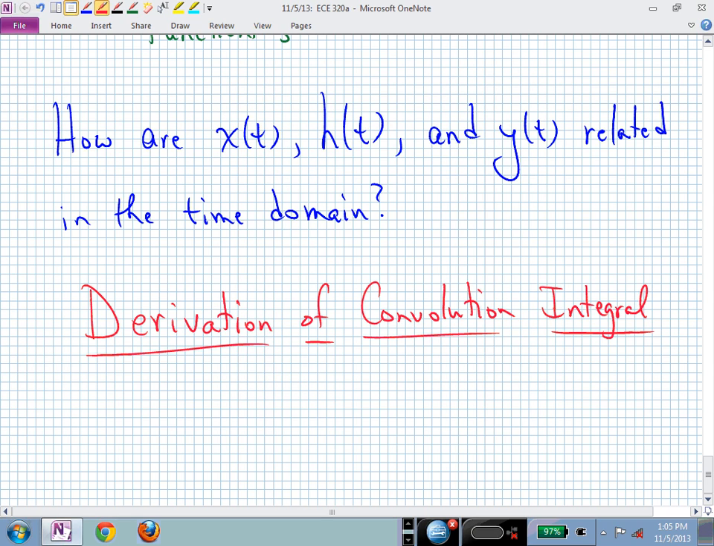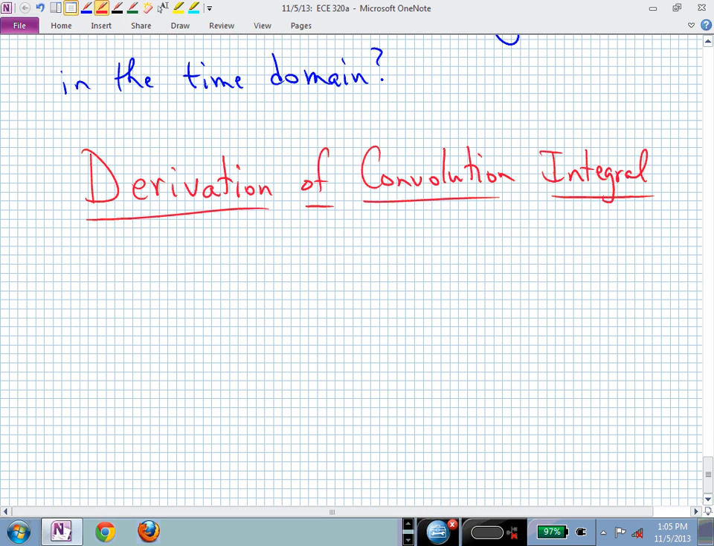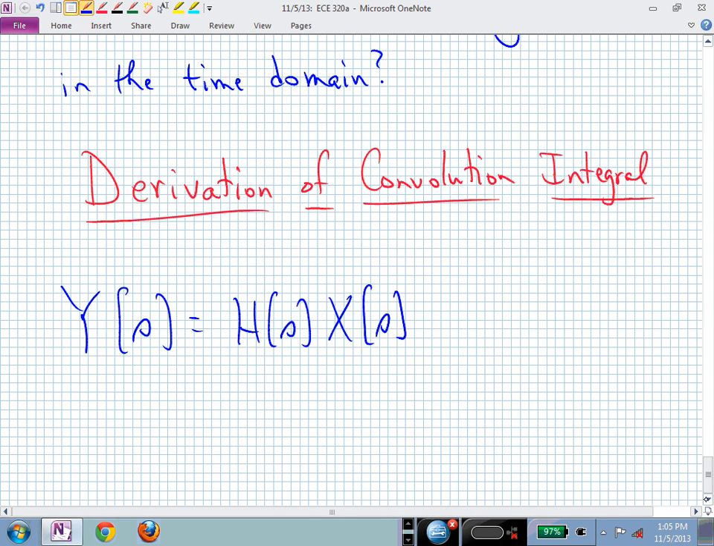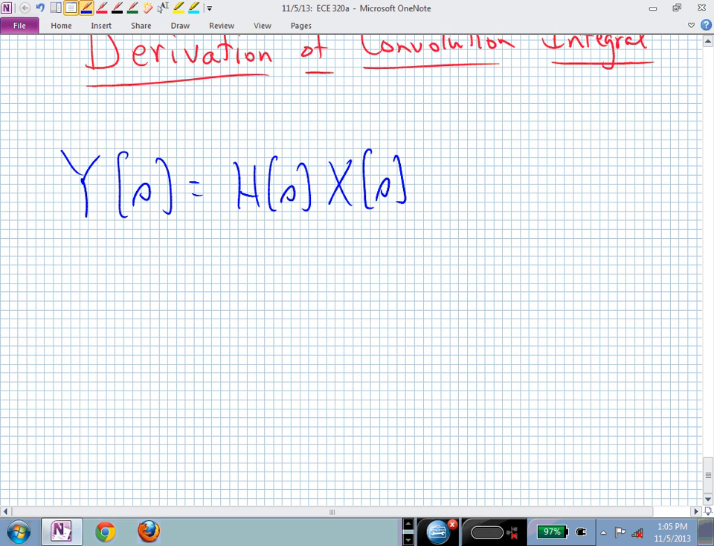Let's now see what we can do. And now your interviewer might say, can you derive that convolution integral? And you go, from first principles, of course. What do we know? We know the following. We know the output Y of s is H of s times X of s in the frequency domain.